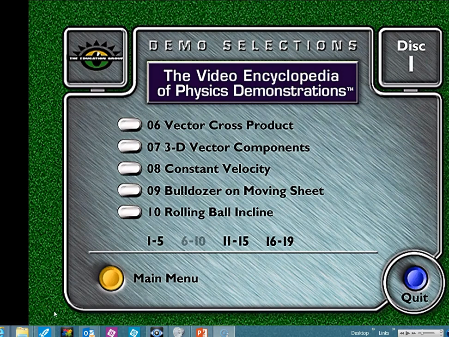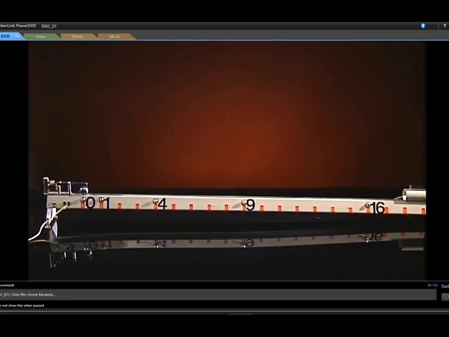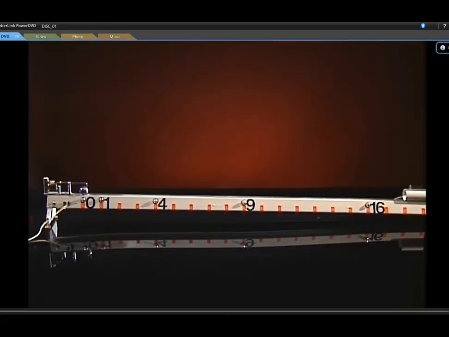Okay, now I'm going to show you a short little video that's going to show the relationship between velocity time, distance time, displacement time, and acceleration time graphs.